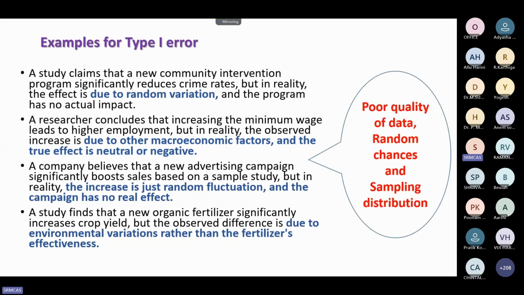All these may be due to poor quality of data, random chance, and sampling distributions. All these three represent the sampling distribution only, random chance.